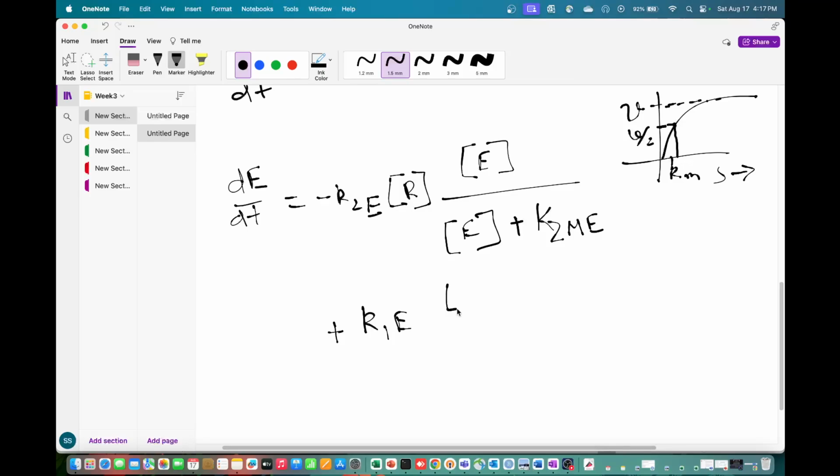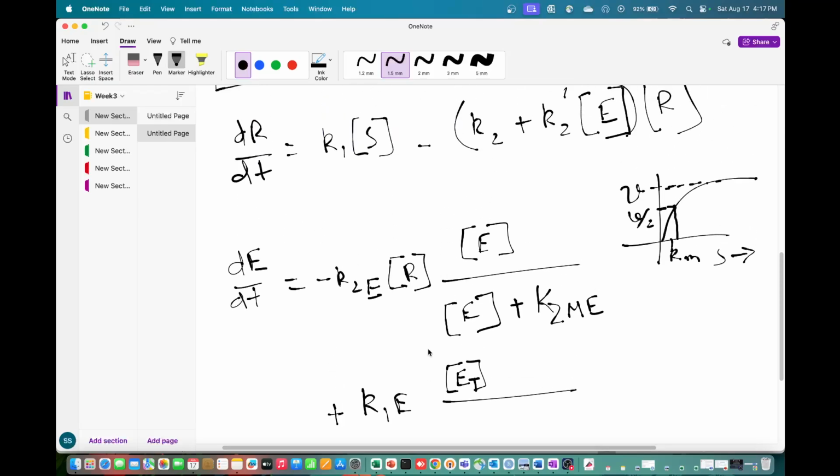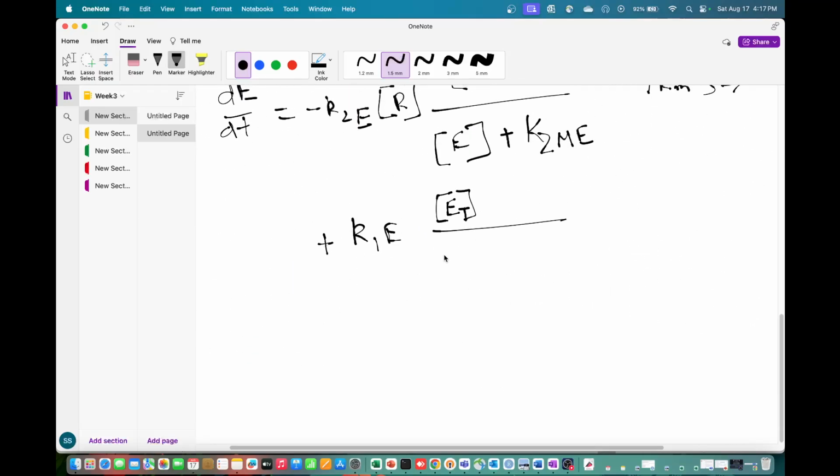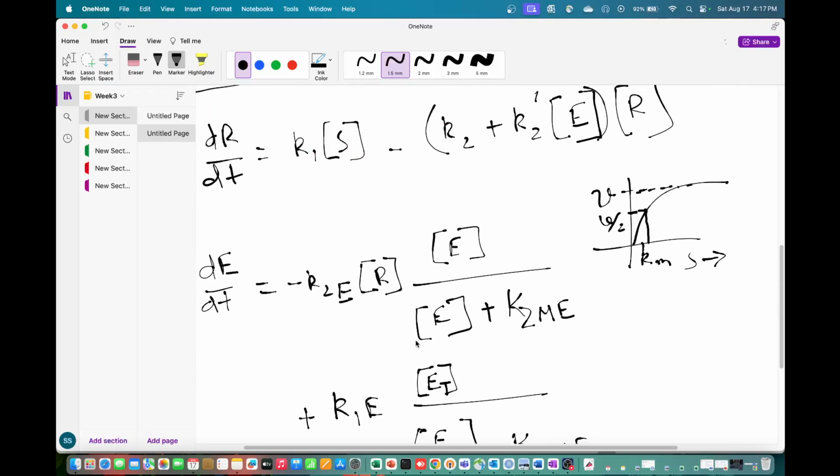so this will be E at time t, basically whatever equilibrium you are using, E at time t, plus K, let's assume M1 1 ME. So this is the corresponding Km value for the reverse reaction.